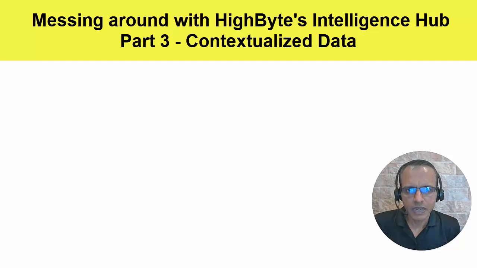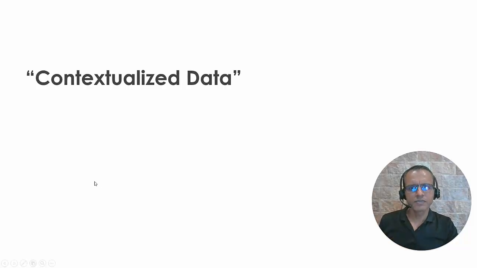Alright, so in the last video, part 2, I covered connections and flows in HighByte's Intelligence Hub. Now what I wanted to do next is models and instances, but that is actually going to be in part 4 of this series. In this video, part 3, what I want to look at is something called contextualized data.